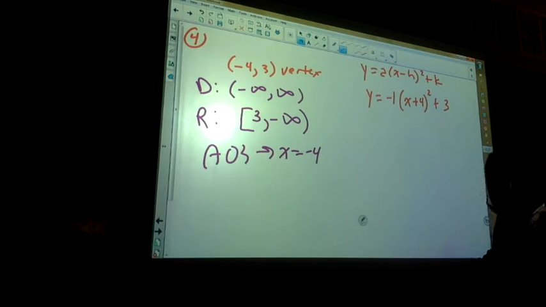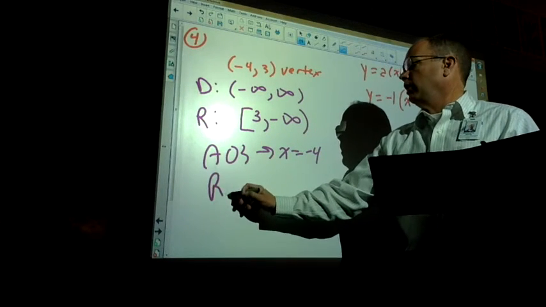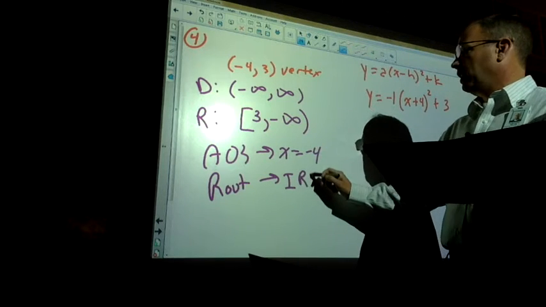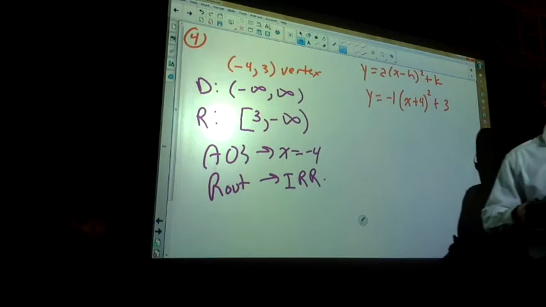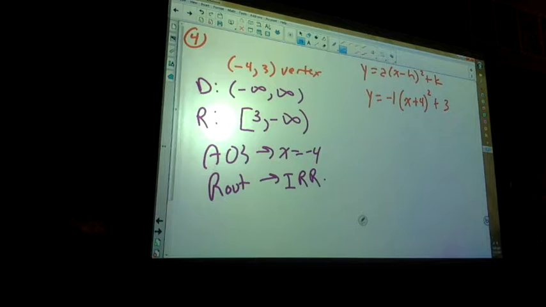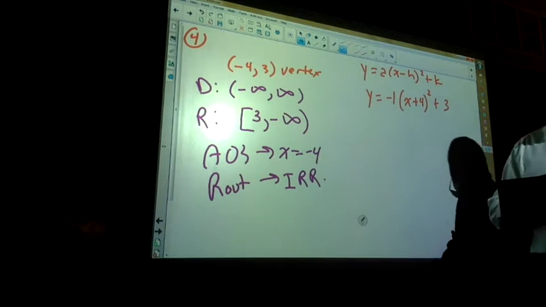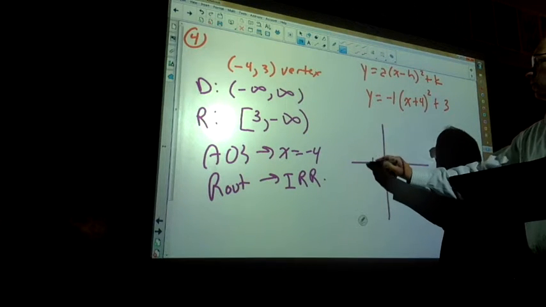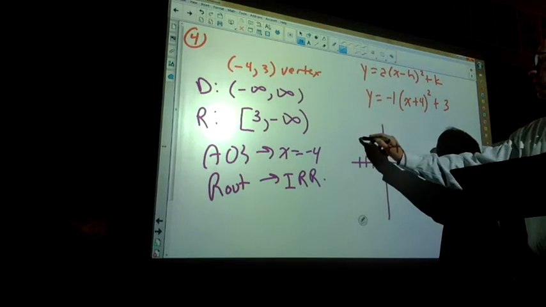Roots appear to be irrational. It doesn't cross exactly at an integer, so they're irrational roots. Okay? So let me draw this up here. 1, 2, 3, 4. 1, 2, 3.